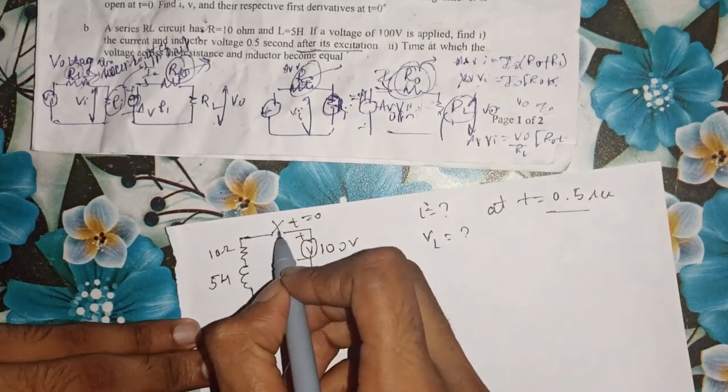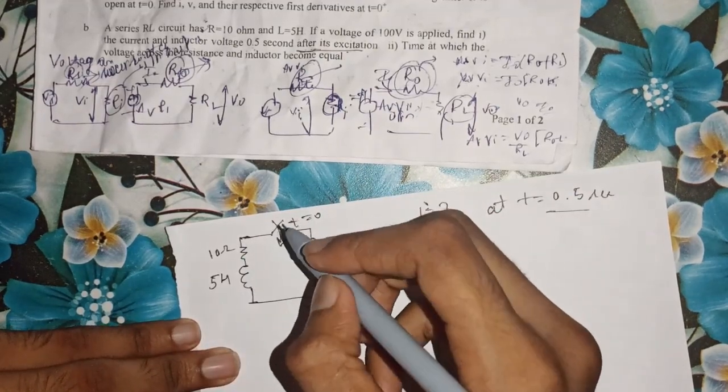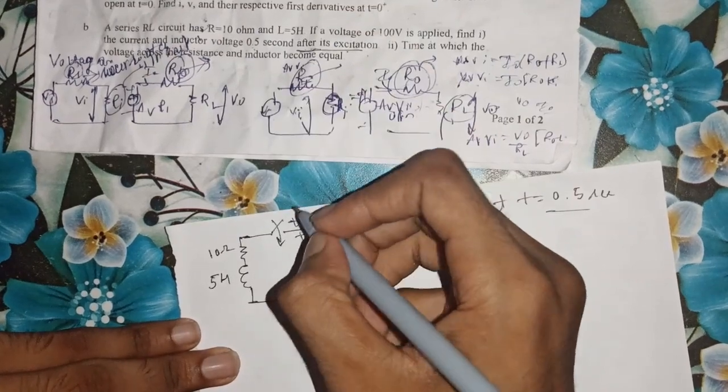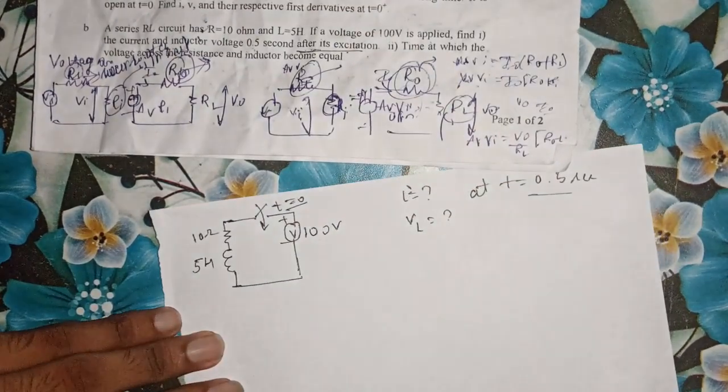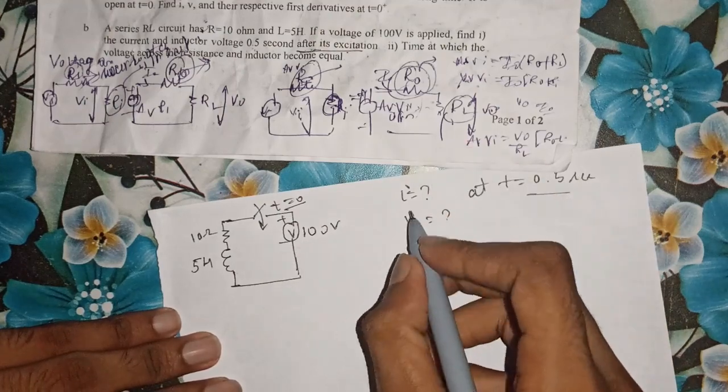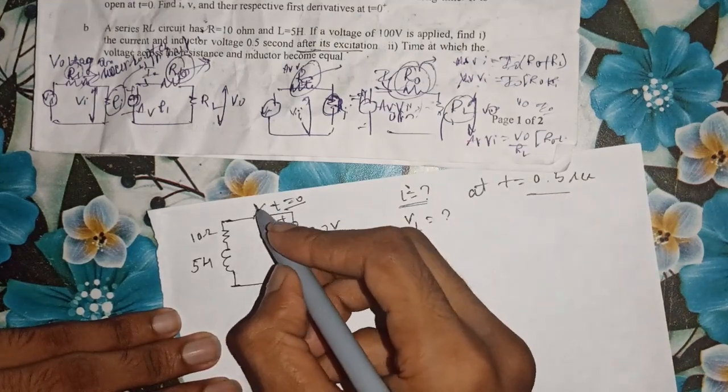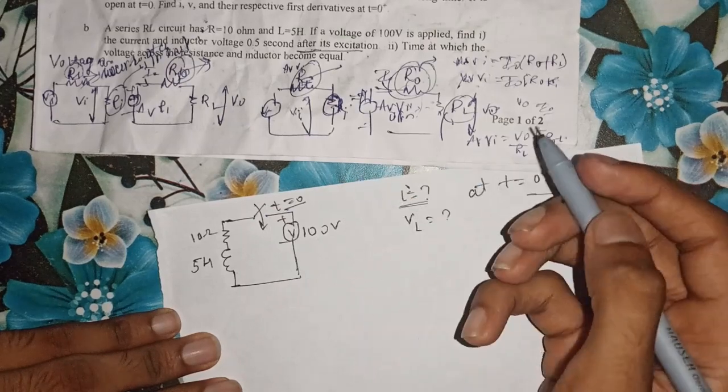The meaning of after its excitation basically stands that the whole circuit is connected to a switch where the switch is open initially and it is closed at time t is equal to 0. So the main purpose of the whole question is you have to calculate the value of current after closing the switch, that is at 0.5 seconds.